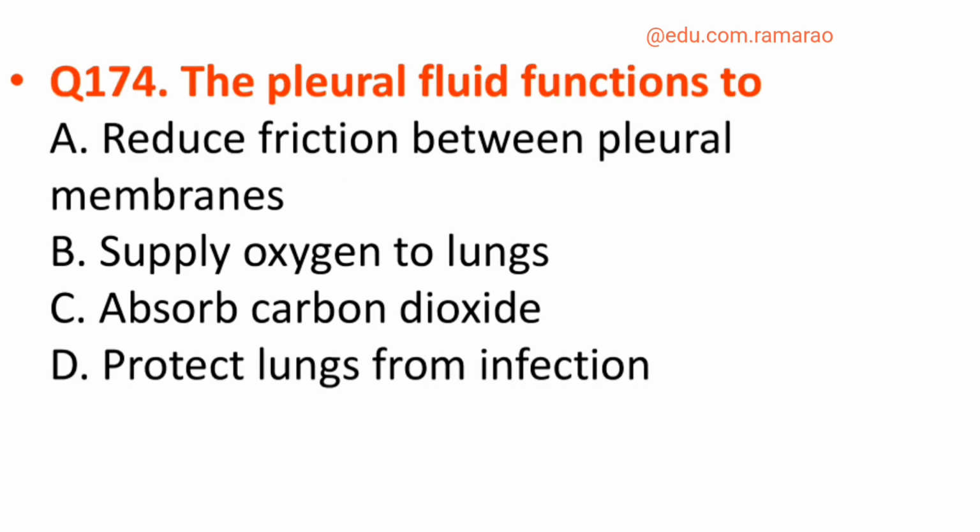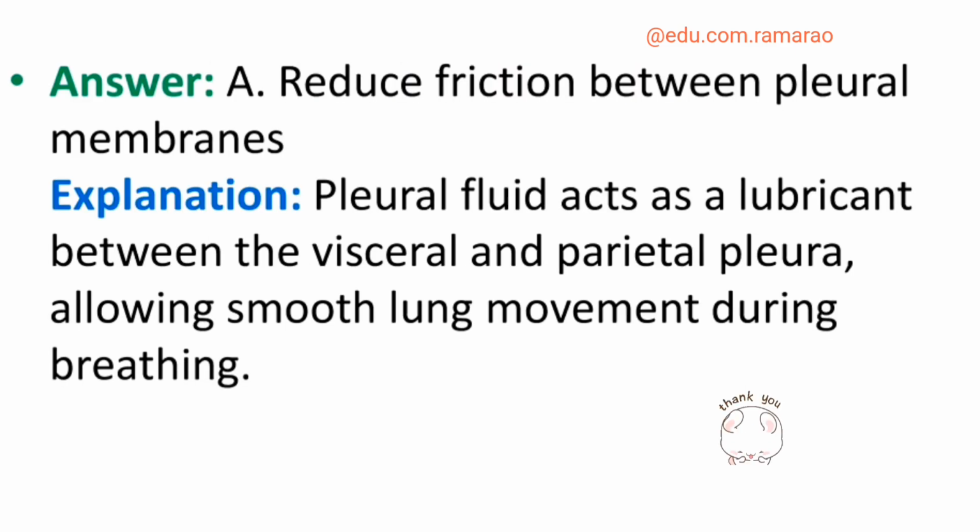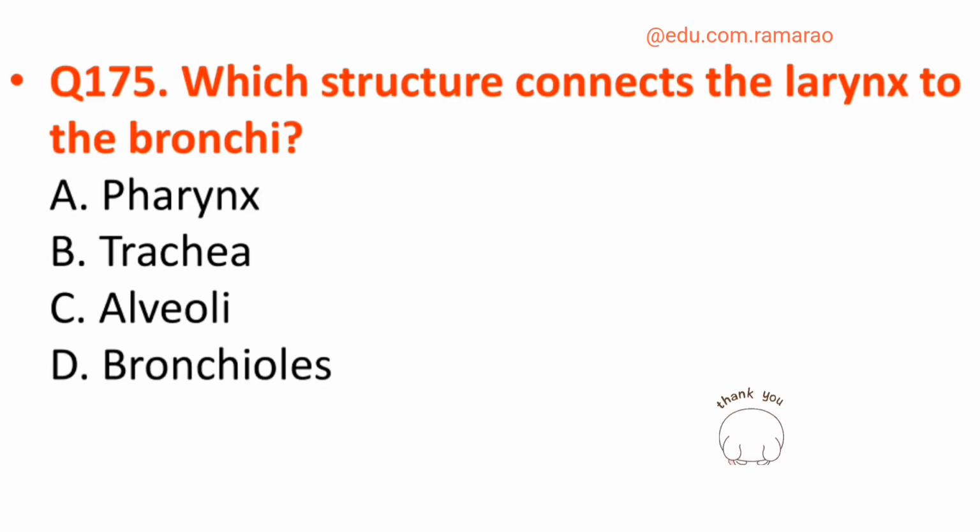The pleural fluid functions to option A reduce friction between pleural membranes, option B supply oxygen to the lungs, option C absorb carbon dioxide, option D protect lung from infection. The correct answer is option A, reduce friction between pleural membranes. Pleural fluid acts as a lubricant between the visceral and parietal pleura, allowing smooth lung movement during breathing.